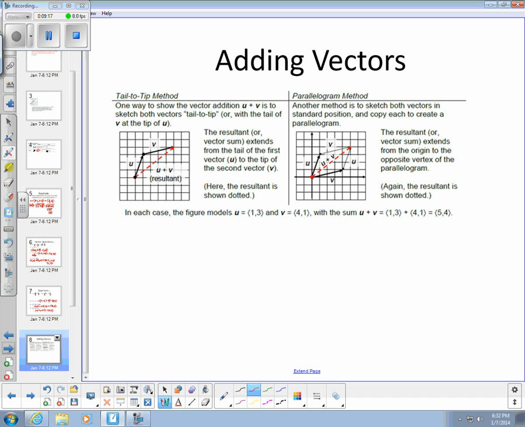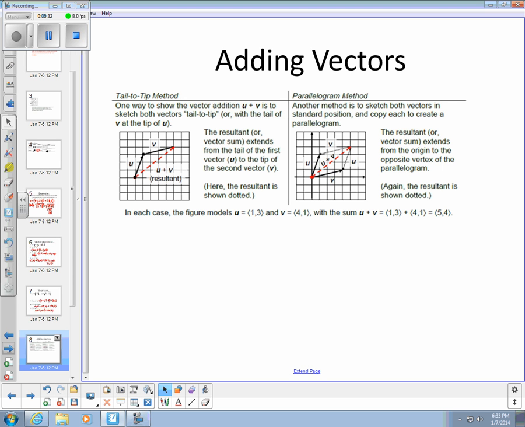Now what's really happening when we're adding vectors? There are two different methods of showing it graphically. One is called the tail to tip method, and then the parallelogram method. So let's look at this tail to tip method.